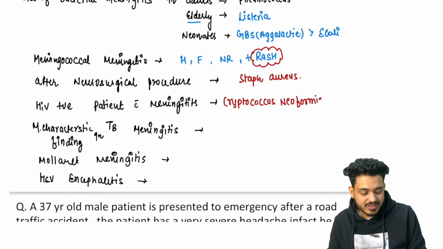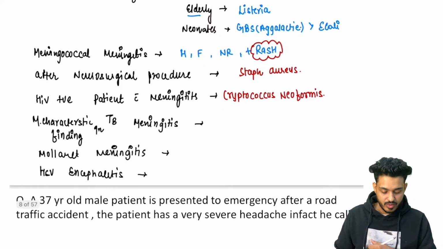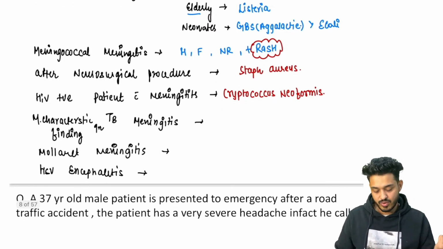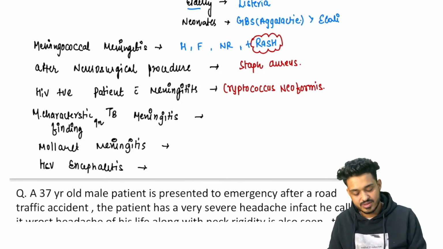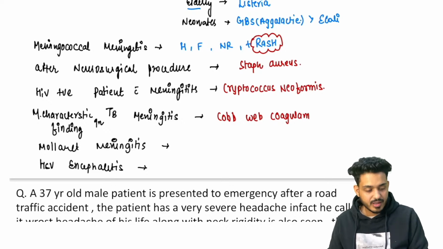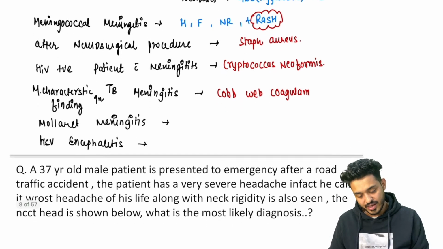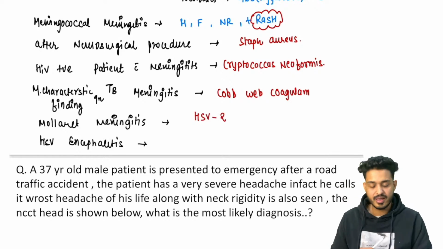Cryptococcus neoformans. We are using the negative stain, India ink staining, Nigrosin. That is what is used for Cryptococcus neoformans. What is the most characteristic finding in TB meningitis? Just now we have seen that it is going to be the cobweb coagulum. Right? This Mollaret meningitis is because of herpes simplex virus 2, HSV2.